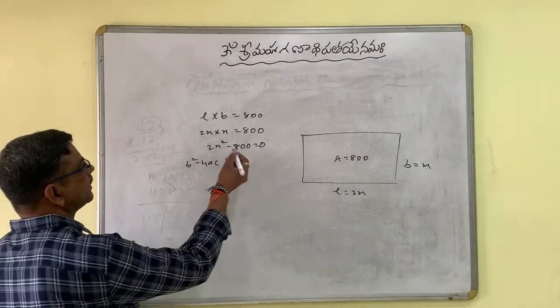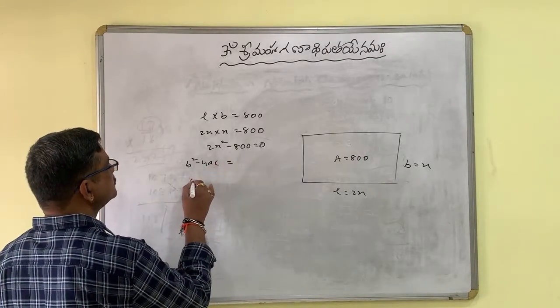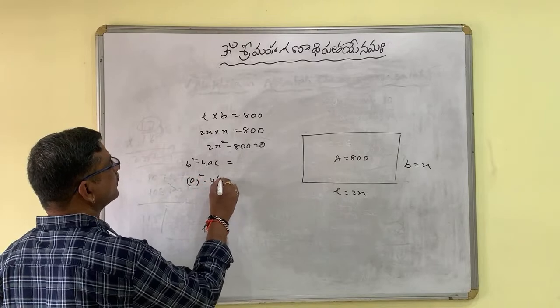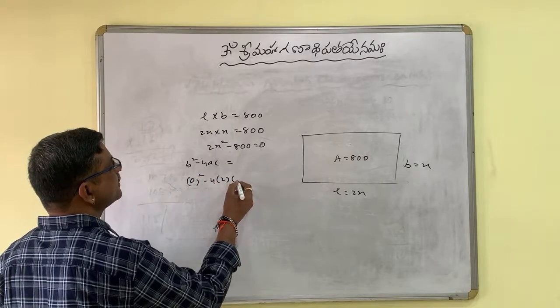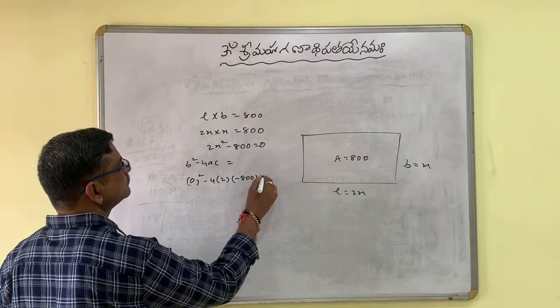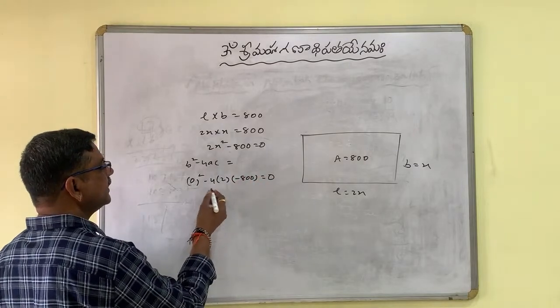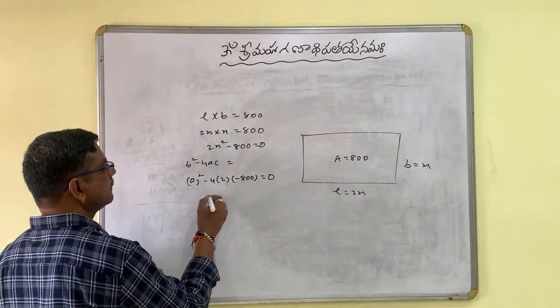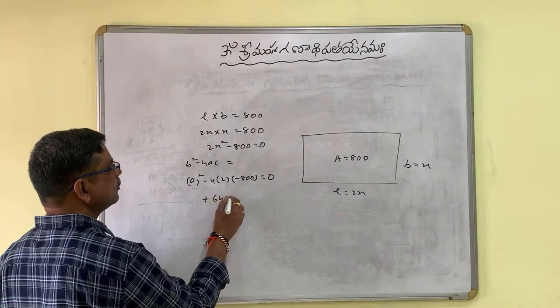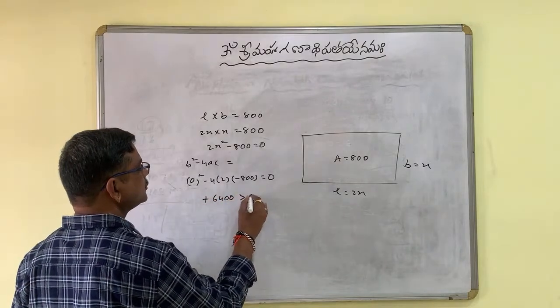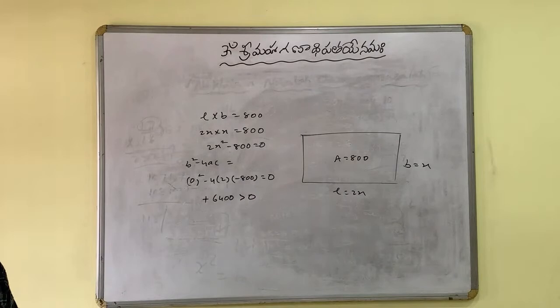B square minus 4ac. So what you are getting here? Plus 64,000, which is greater than 0. Yes, it is possible. It is possible.